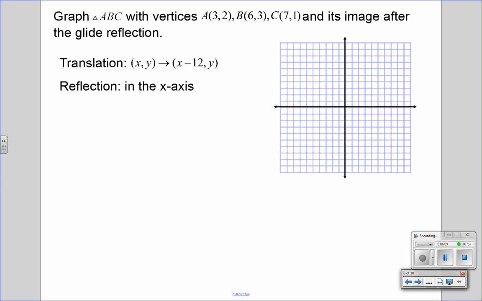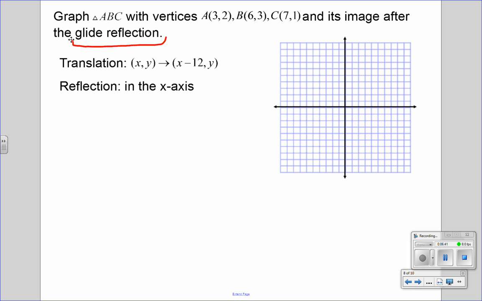What we have next is graph triangle ABC with vertices (3, 2), (6, 3), (7, 1), and its image after the glide reflection. Now you've not heard that before, but it's very similar to our composition when we have more than one translation. A glide reflection is when we have a translation and then a reflection. So translation meaning move or glide the object around the graph, and then we reflect it. So it's a glide reflection. And we do this the same way as a composition. We do it in steps.